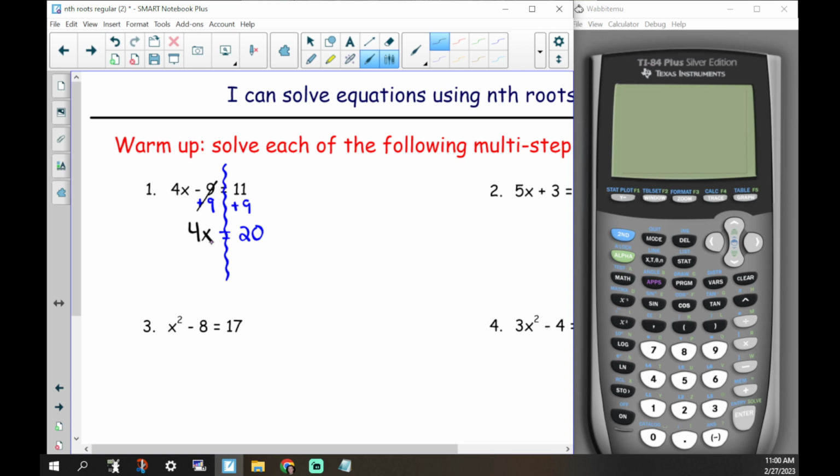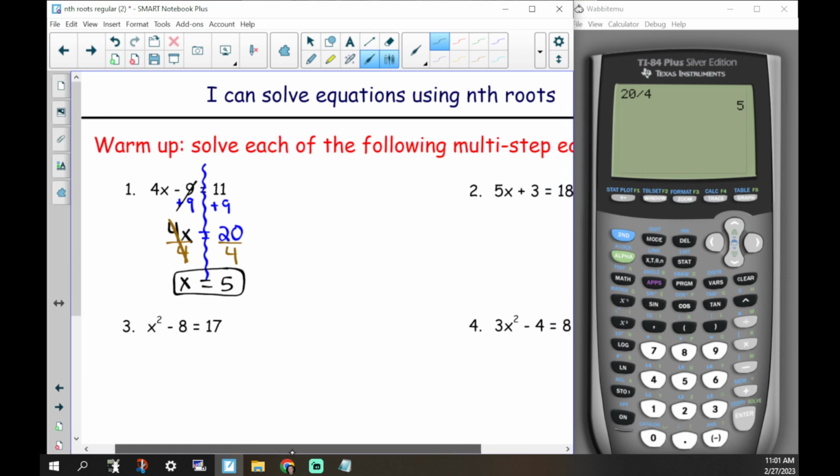We will be left with 4x equals 20. Now remember, if we're reading this as 4 times x equals 20, to get that 4 away from that x, we need to do the opposite of multiplication, which in this instance is division. So we will divide each side by 4. Those 4's will cancel out. If we plug 20 divided by 4 into our calculator, we get 5, and x is equal to 5. And there's your answer. So there's problem 1.